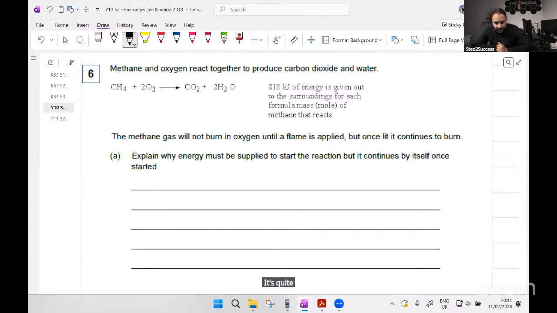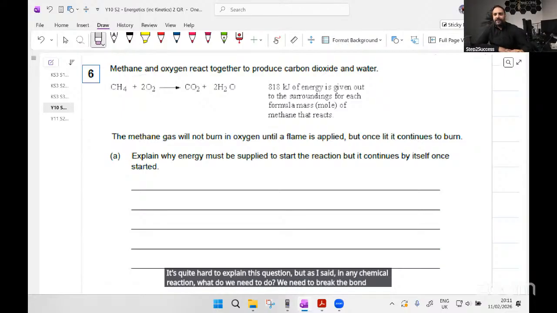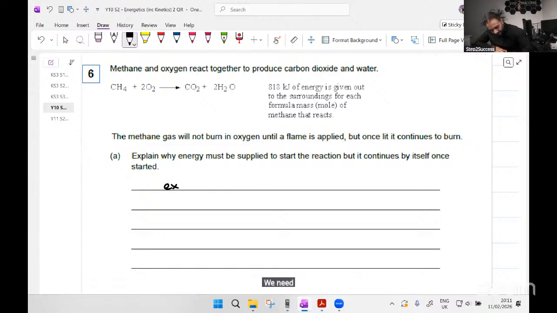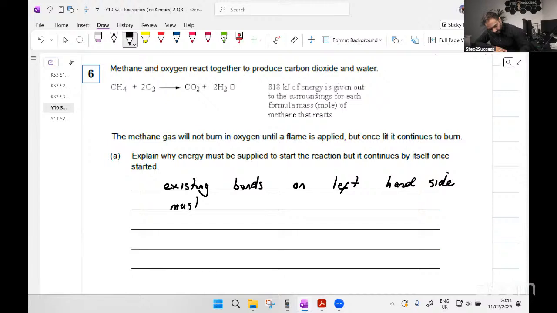It's quite hard to explain this question, but as I said, in any chemical reaction, what do we need to do? We need to break the bonds on the left-hand side first, and then it will start turning into the stuff on the right-hand side. So why must energy be supplied to start the reaction? Let's explain that first. We need to break the existing bonds on the left-hand side, or you can say the reactants. So we have to break those first, right?